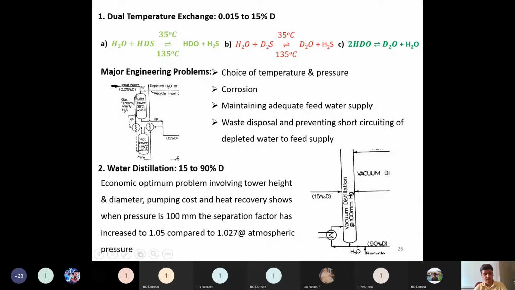Okay, what type of supply, what type of coolants, what type of various phenomena we have to use, that will be forming a basis for that. So the choice of temperature and pressure is very much important.